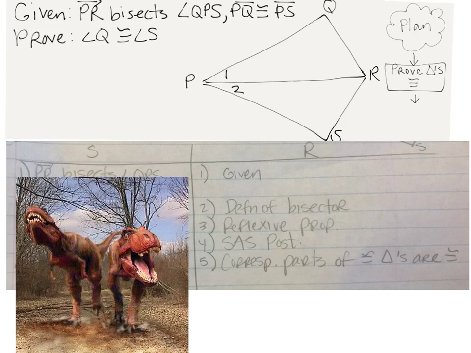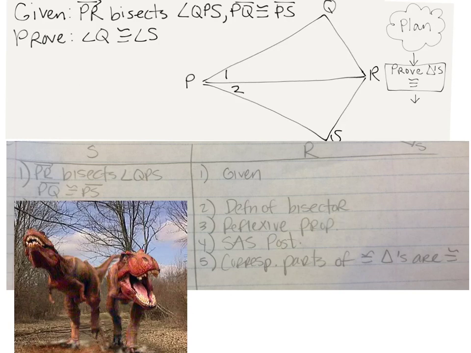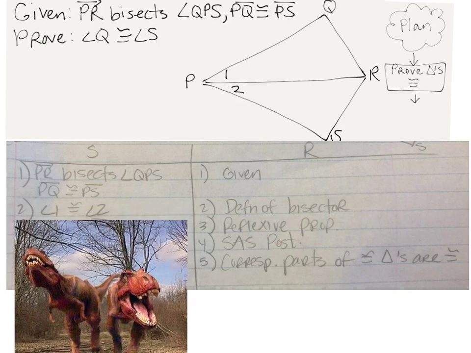Well, my goodness, you better have gotten the given. PR bisects angle QPS. PQ is congruent to PS. Now the second says definition of a bisector. What could you prove given the reason, the definition of a bisector? What did we say? Well, we said angle 1 was congruent to angle 2 because PR was an angle bisector. Now, in the given information, it says that PQ is congruent to PS, so that's already shown.